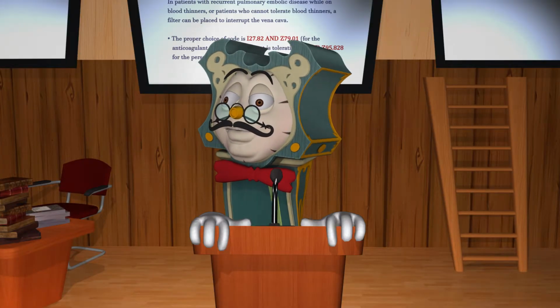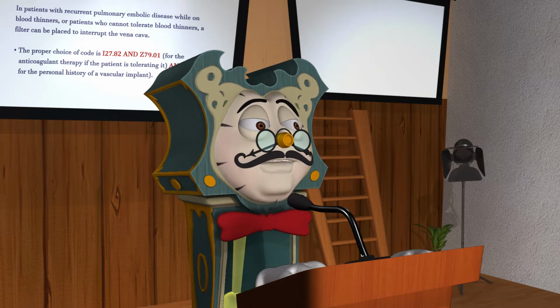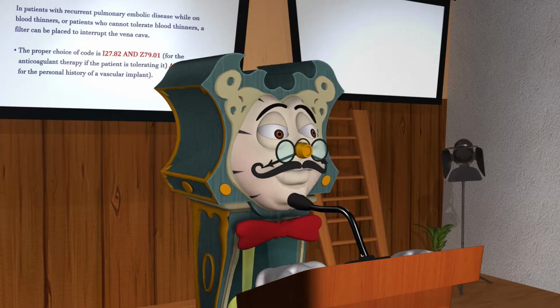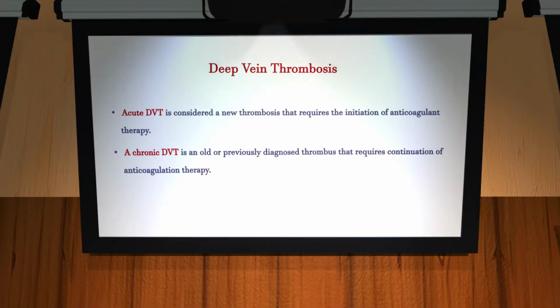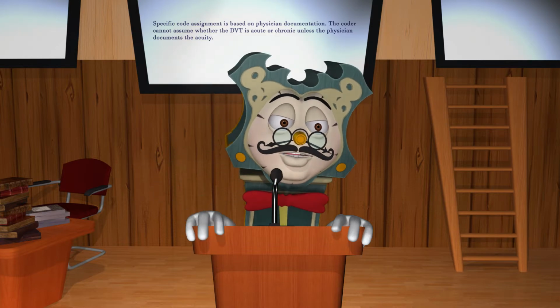Does DVT have a similar explanation? Yes. The documentation of an acute versus chronic deep vein thrombosis and coding thereof is very similar. Typically, an acute DVT is considered a new thrombosis that requires the initiation of anticoagulant therapy. A chronic DVT is an old or previously diagnosed thrombus that requires continuation of anticoagulation therapy. However, specific code assignment is based on the physician documentation. The coder cannot assume whether the DVT is acute or chronic unless the physician documents the acuity.